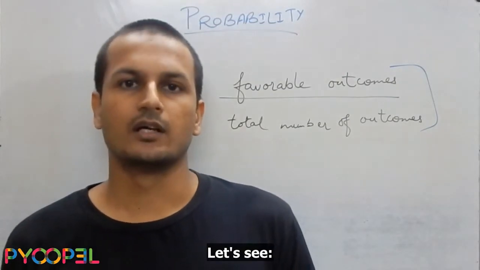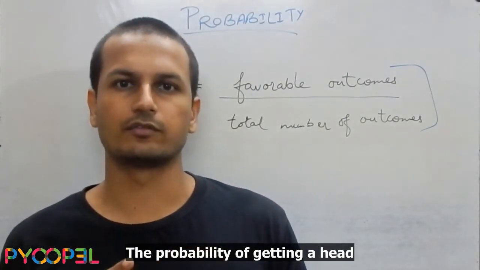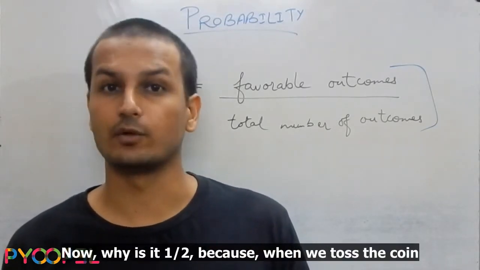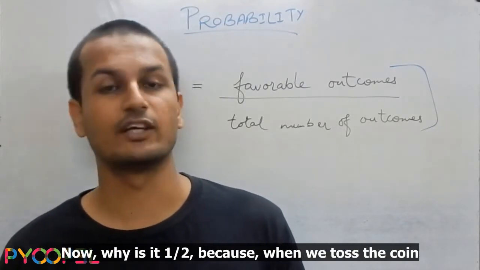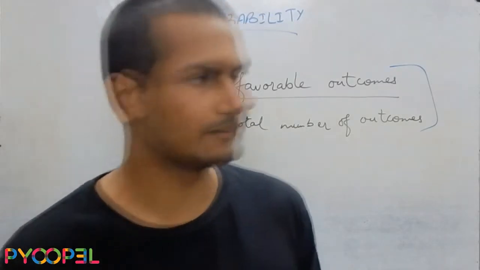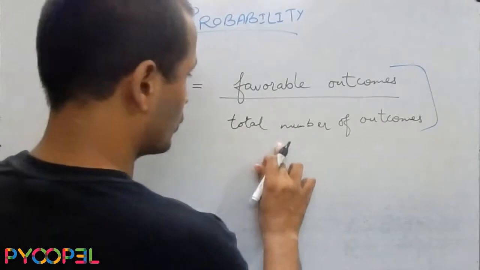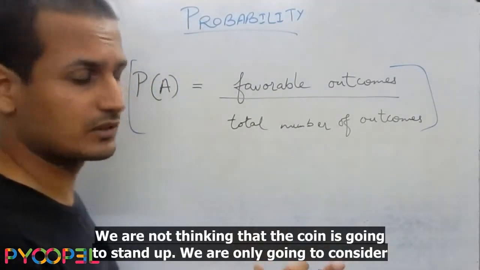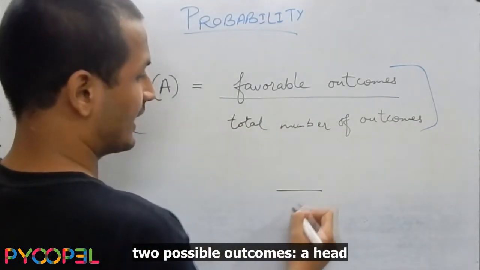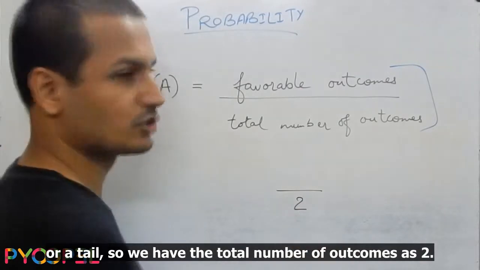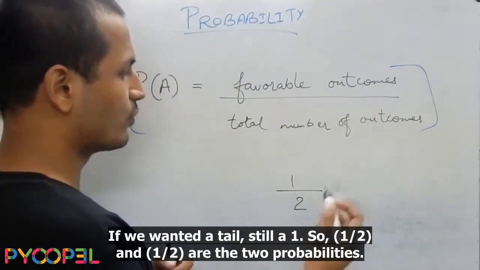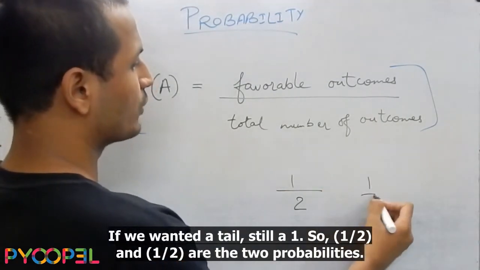Let's see. The probability of getting a head when we toss a coin is 1/2. Now why is it 1/2? Because when we toss a coin, either it can come a head or it can come a tail. We're not thinking that the coin is going to stand up. So we're only going to consider the two possible outcomes, a head or a tail. So we have the total number of outcomes as 2. Favorable outcome, if you want a head, is still 1. If you want a tail, it's still 1. So 1/2 and 1/2 are the two probabilities.